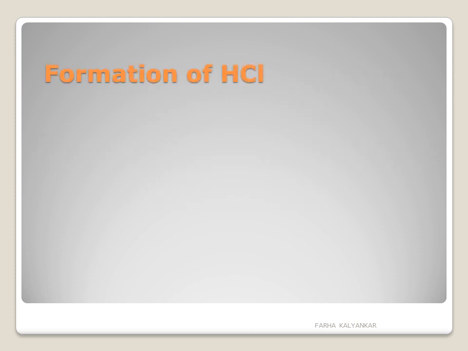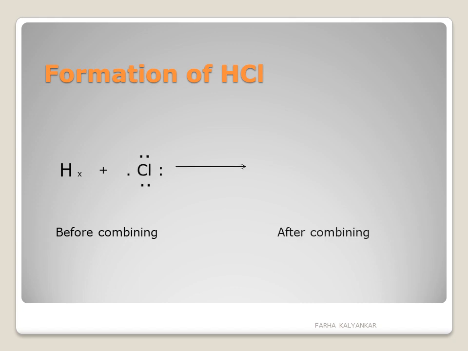Formation of HCl. Before combining, we are having atoms of hydrogen and chlorine with their respective valence electrons. After combining, hydrogen tends to complete its doublet while chlorine completes its octet by sharing of electrons.